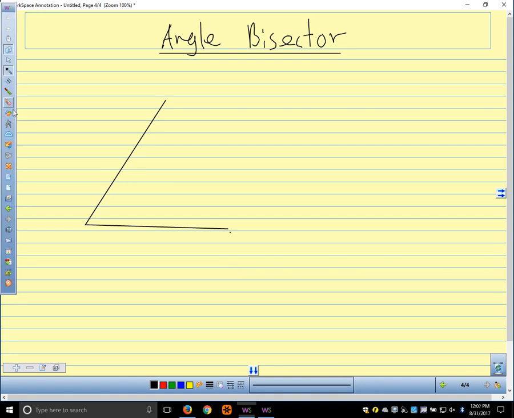Grab our compass, and like we did with the last angle construction, we draw an arc through both rays. Any arc. Not a giant one, not a tiny one. And now we're going to move the sharp point of our compass to where the arc crosses the ray, like before. And open up our compass more than halfway across the angle. Not far enough, not far enough. This is good. Make an arc.